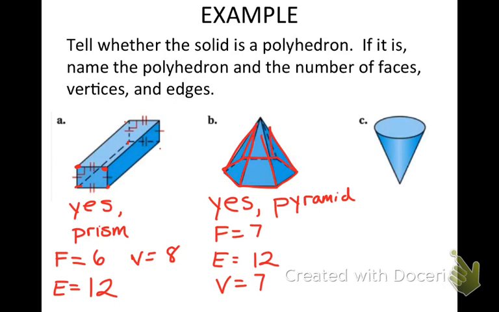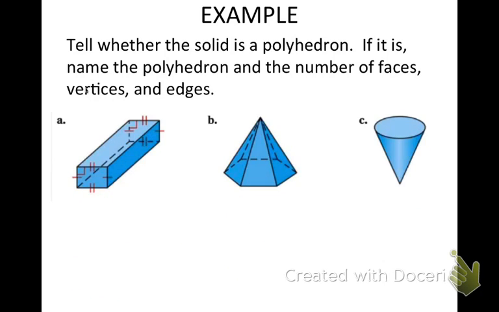Is C a polyhedron? No. Why is it not? Because it has a shape that isn't a polygon. Good. It has a face that is not a polygon. It's not possible to have things that are both polygon and not polygon, because if you have a circle somewhere, then none of the other sides are going to be polygons. It would only be like a cone or a cylinder.